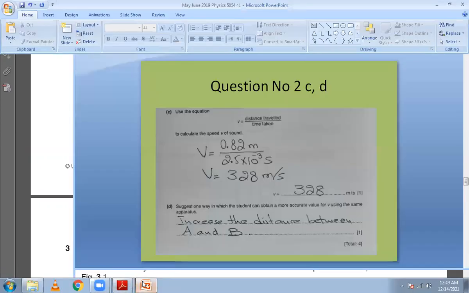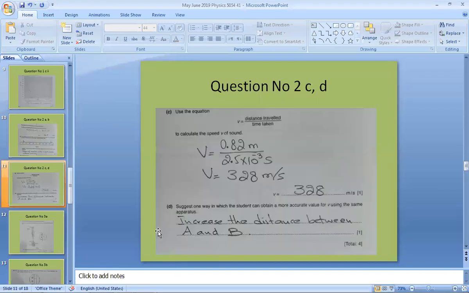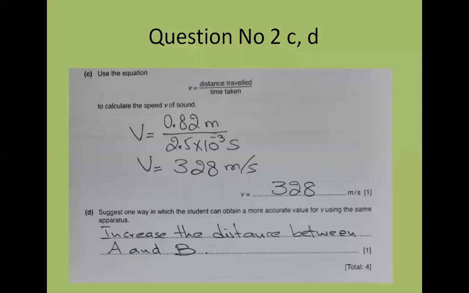So let me show you my answer. And I think, here we go. It says, increase the distance between A and B. So very simple answer.